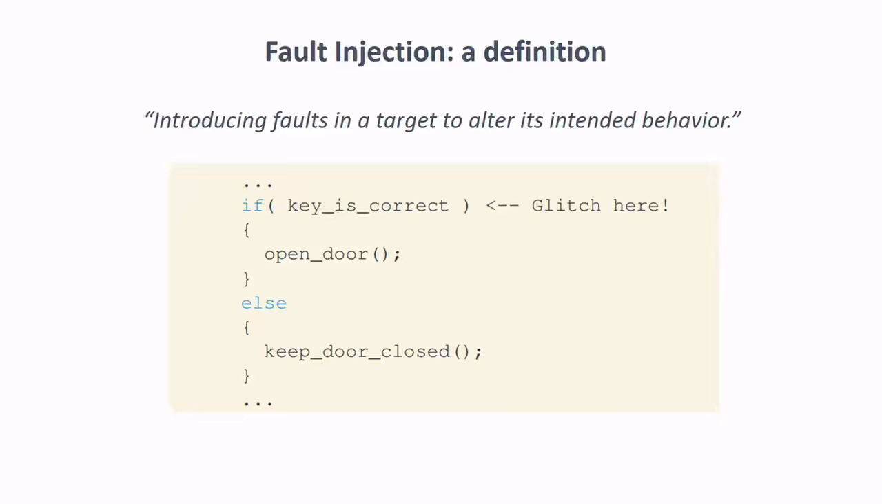When we talk about fault injection, we talk about changing the intended behavior of a target using faults. For example, if you look at this code snippet, which is used to open a door based on the validity of a key, using fault injection, it is possible to change the intended behavior of this conditional statement in order to open this door with an incorrect key. And this makes you wonder, how can we introduce those faults?